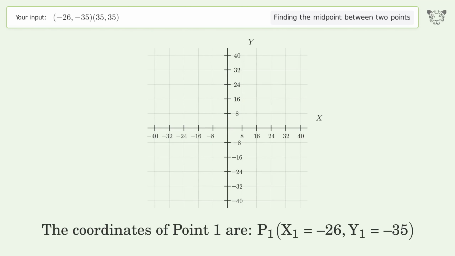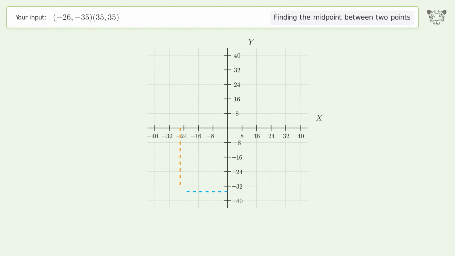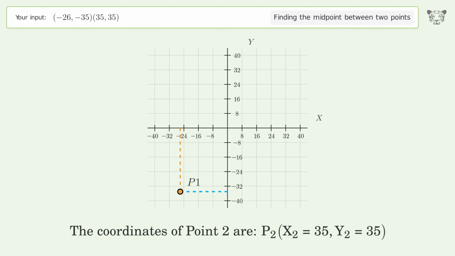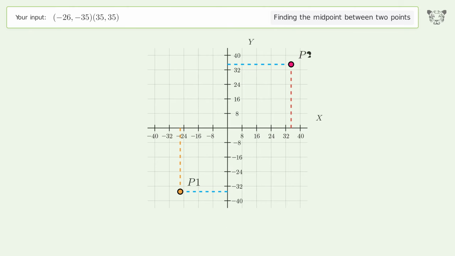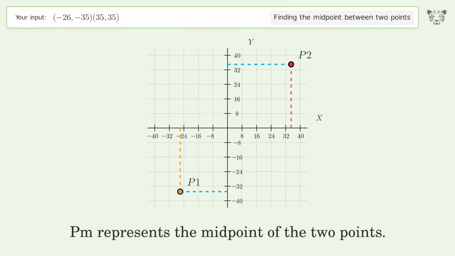The coordinates of point 1 are x1 equals -26, y1 equals -35. The coordinates of point 2 are x2 equals 35, y2 equals 35. PM represents the midpoint of the 2 points.